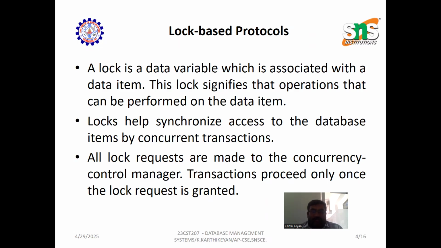Lock requests are made to the concurrency control manager. The transaction proceeds only once a lock request is granted. Suppose you have transaction T1 and transaction T2. First, T1 takes the lock and then releases it. Once your process is done, your request is granted. If the request is not granted, the transaction waits in some state to execute its process after the lock-based protocol completes.